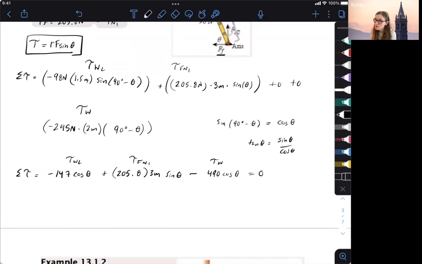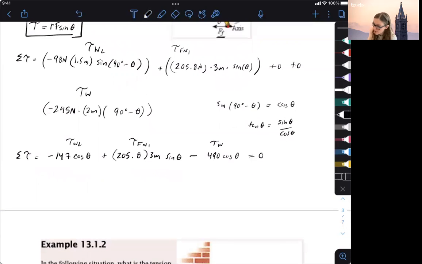Okay, so we can group the cosine terms and the sine terms. So let's add the sine and the cosine terms together. So we have 212.33 newtons cosine of theta is equal to 205.8. So I just divided the other one by 3. 205.8 sine of theta. Okay, so now we can get that sine of theta over cosine of theta that we were talking about.